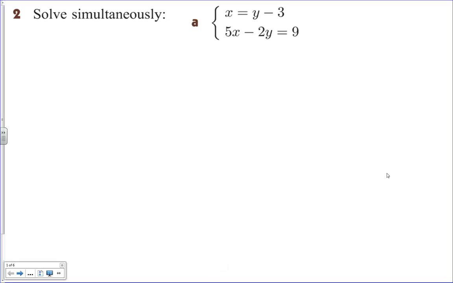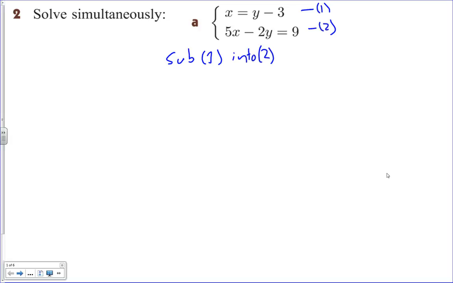Okay, background knowledge, C3, question 2. Solve these simultaneously by substitution. Again, I'm going to call that equation 1, call that equation 2. I'm going to find it by substituting 1 into 2.